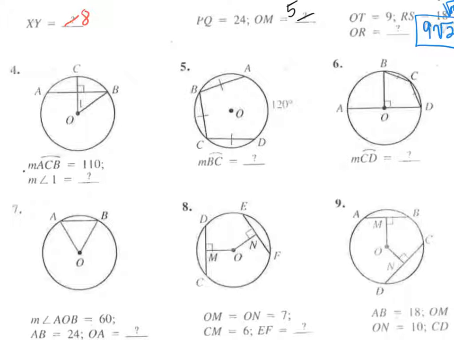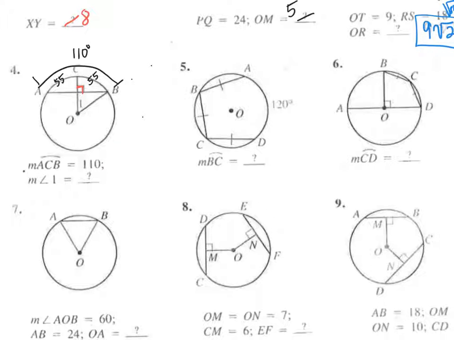All right, we're looking at number 4 now. Number 4, it tells me that the measure of arc ACB is 110. So I'll come across here. That's 110. All right, now since this is a right angle here, then that 110 is cut in half. It's cut into a 55-degree arc and a 55-degree arc.